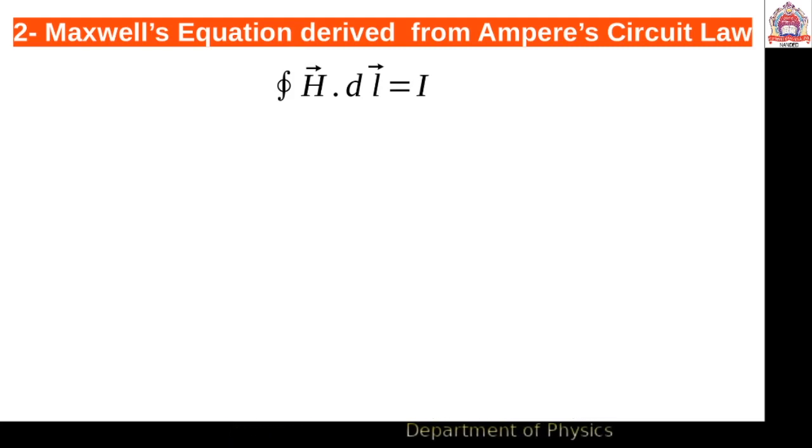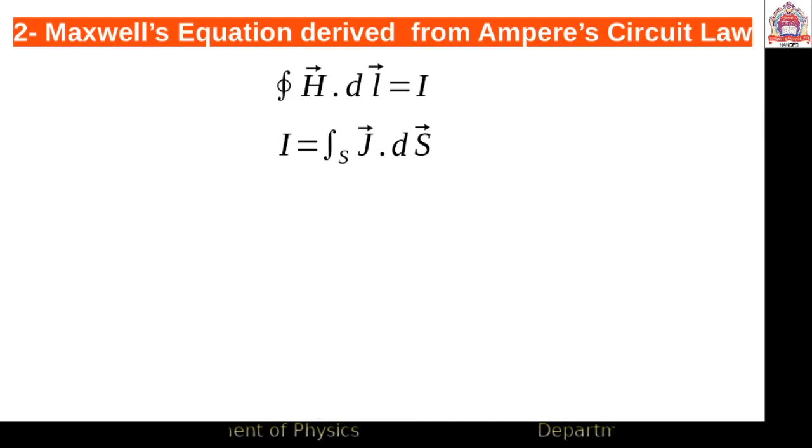Now the current enclosed is equal to the product of the current density normal to the closed path and the area of the closed path. Hence we can write the closed integral of H dl is equal to the surface integral of J dS. This is Ampere's law in circuital form.